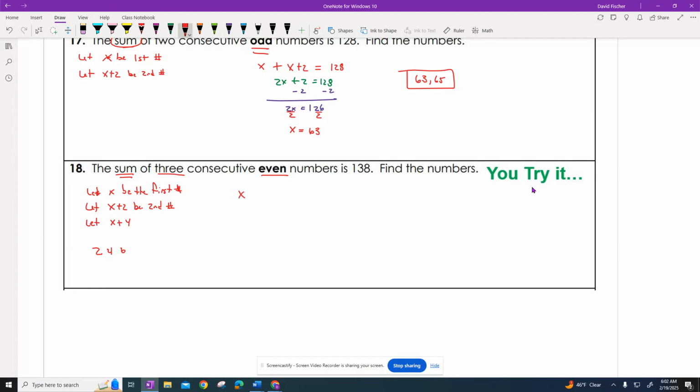Since I want 3 consecutive numbers added together, that's what you're going to need to do here. It's x, plus x plus 2, there's my second number, plus x plus 4. A lot of kids will say x plus 3 for this guy. Okay, but we're skip counting, okay? And we said when we add them all together, that should be 138. All right, go to work.